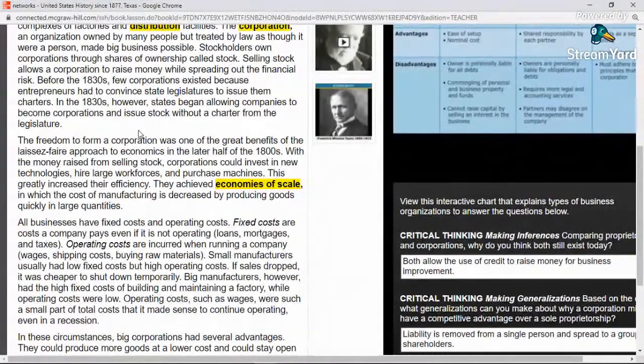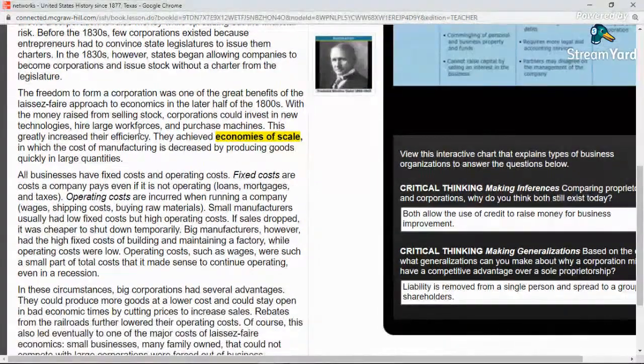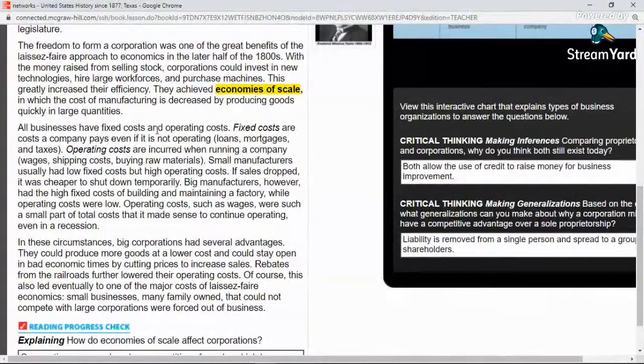Okay. So before the 1830s, there were very few corporations because entrepreneurs had convinced state legislators to issue them charters. However, soon states began allowing companies to become corporations and issue stock without a charter from the legislature. So basically, this is laissez-faire. What it said is, hey, we don't need to get the government's permission in order to sell stock. Let's just do this because we're a company and we can.